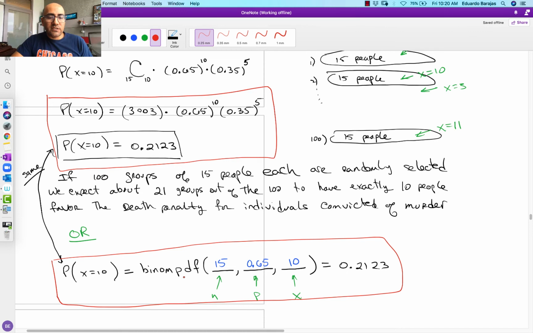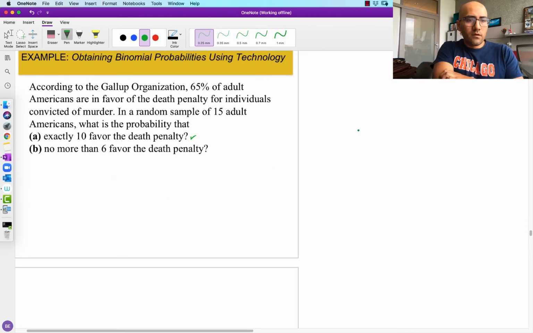And then the interpretation is exactly the same, right? We get the same result, same interpretation. Let's look at part B now. Okay, so we answered part A, exactly 10 favor the death penalty. Part B, let's find the probability that no more than 6 favor the death penalty.